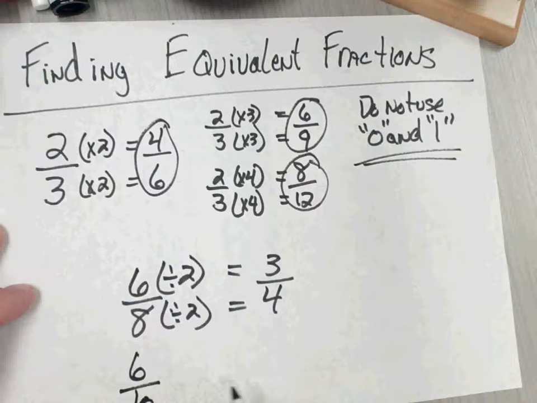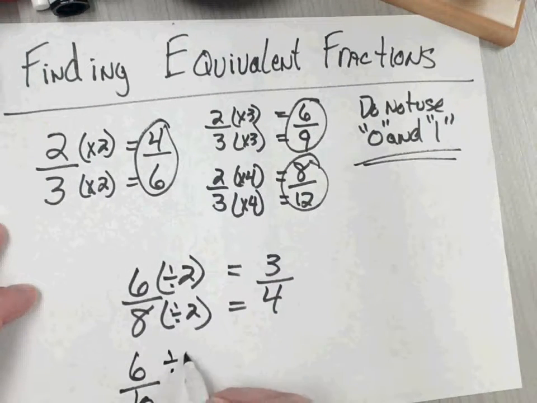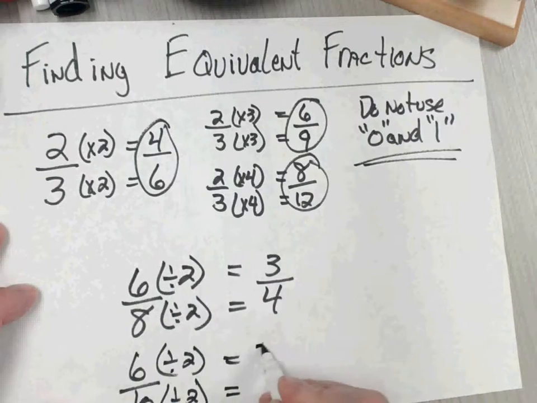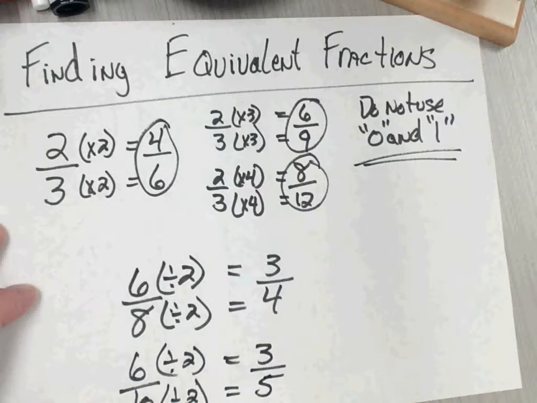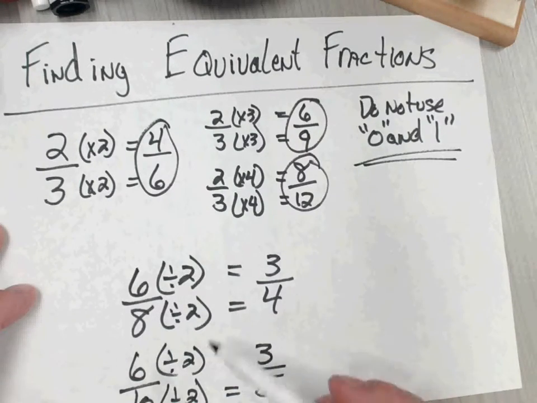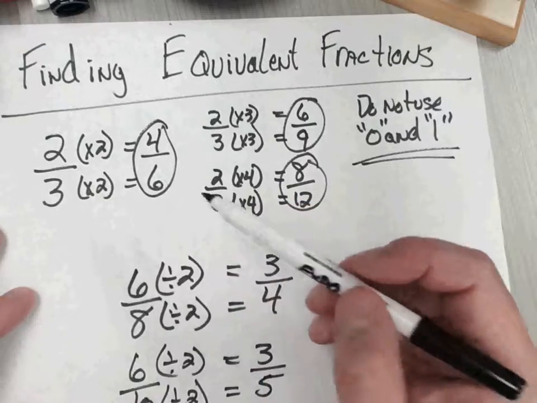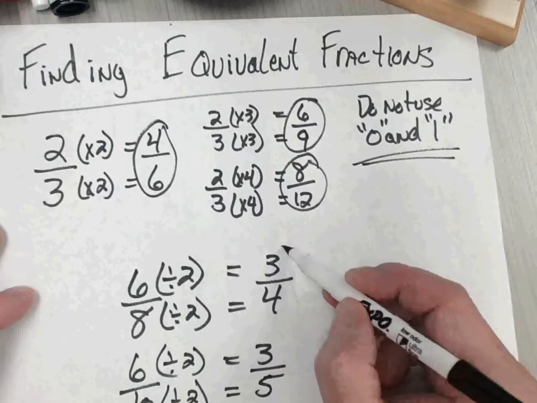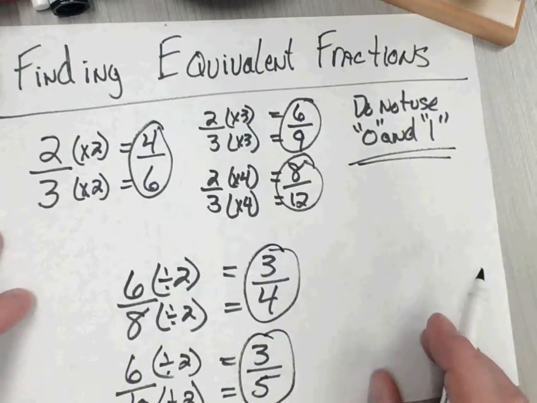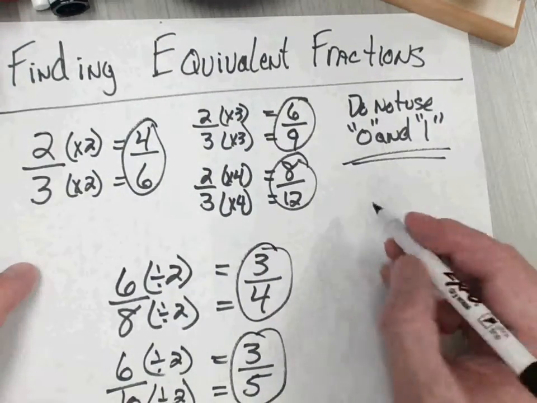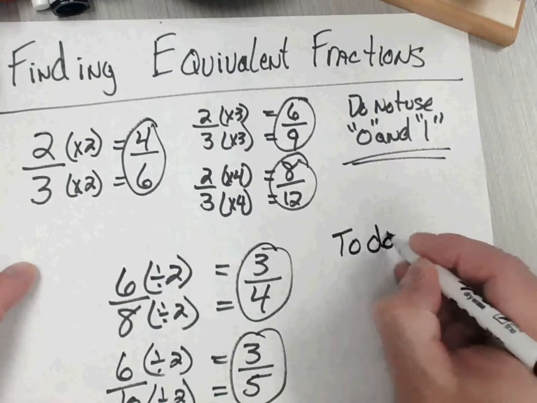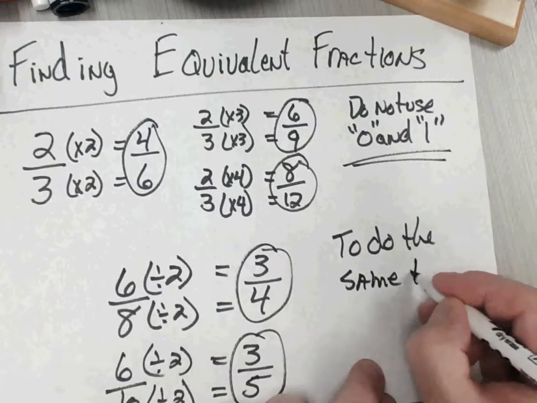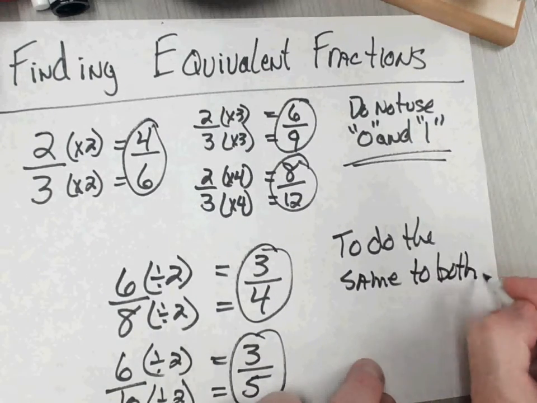How about 6/10? Again, you can say 2 goes into both numbers, and you divide and you get 3/5 as an equivalent fraction. So you can find equivalent fractions with multiplication. You can find equivalent fractions with division. The thing you have to remember is to do the same to both sides.